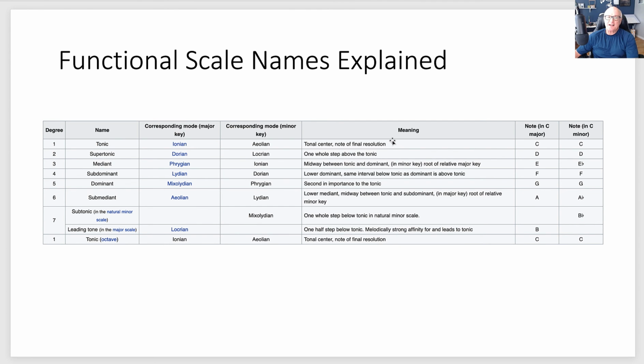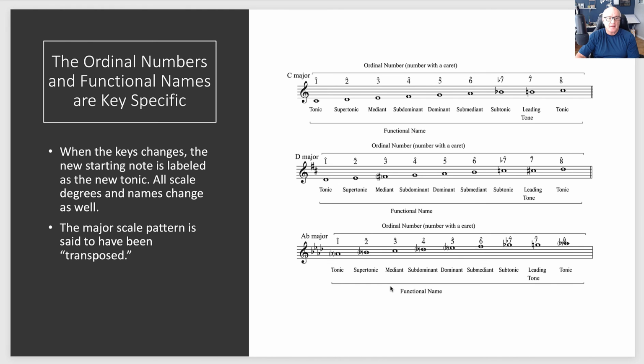And these functional scale names are explained in this particular diagram. I won't talk about it right now, but it's on your PowerPoint for further study, and we will spend a lot of time on this to see how this all works. And then the ordinal numbers and functional names are key specific. So if I'm in the key of C, it goes 1, 2, 3, 4, 5, 6, 7, 8. If I move to the key of D, the numbering starts over again because D now is the tonic and it gets the 1 and goes 1 through 8 and so on.